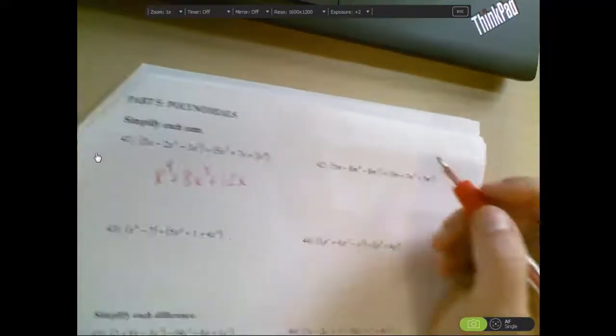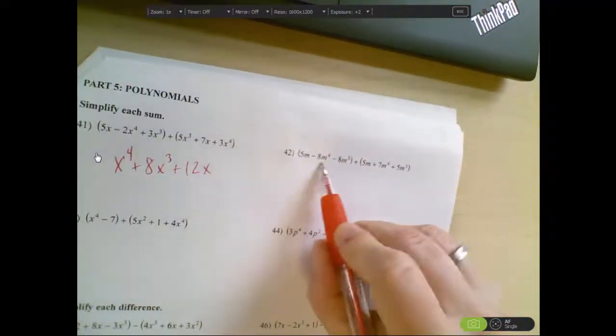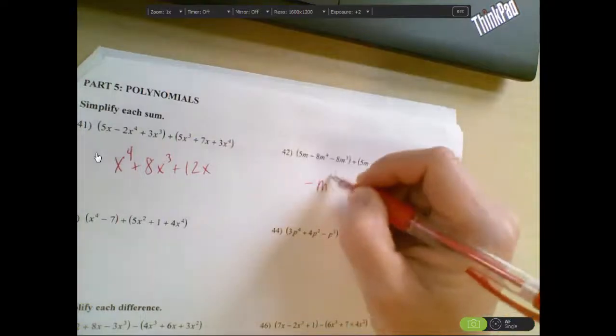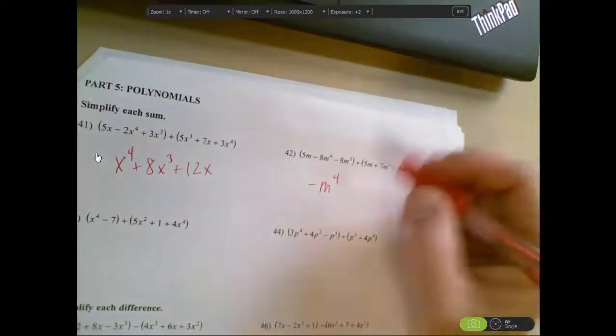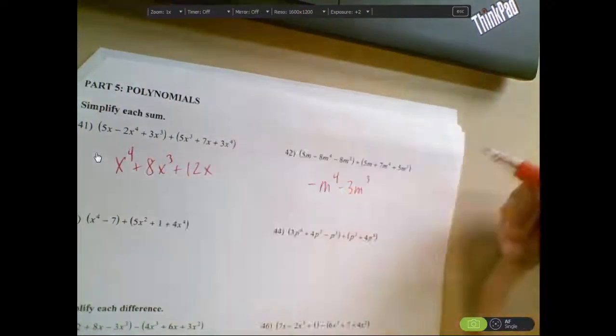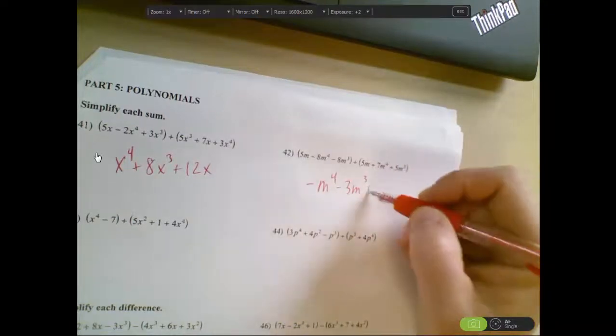That's it. Start with the highest one again. Negative 8 plus 7 is negative 1m to the 4th. Negative 8 plus 5 is negative 3m to the 3rd. 5 plus 5 is 10m.